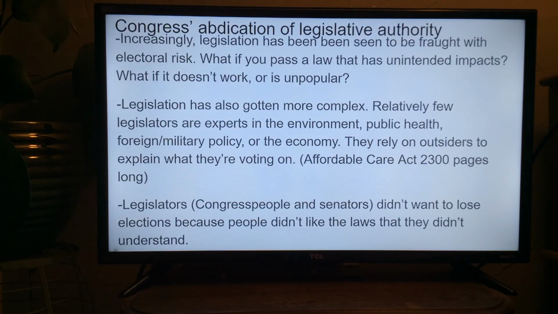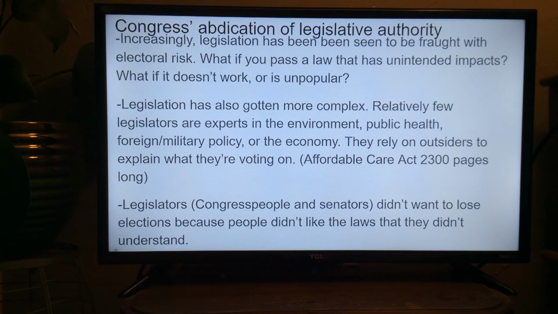Another reason that there have been fewer bills is what I'm going to call Congress's abdication of legislative authority. To some extent, Congress doesn't want to make laws. You might think that's crazy. Why would you run for Congress if it wasn't to make laws? Increasingly, legislation has been fraught with electoral risk. What legislators really want is to be reelected. They want to continue to be legislators. And remember, they don't have any term limits, so they can be reelected again and again and again.